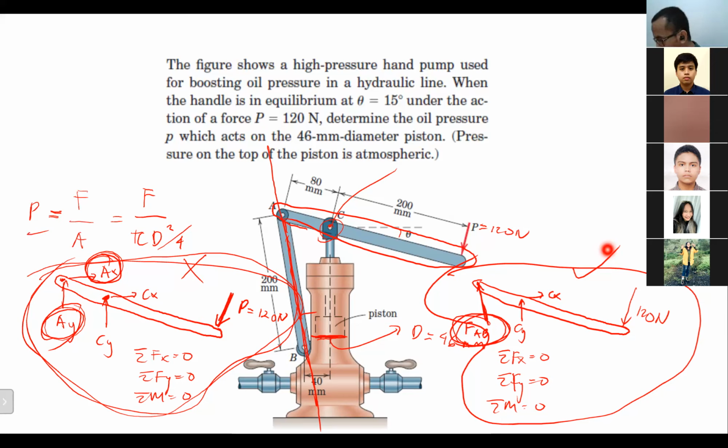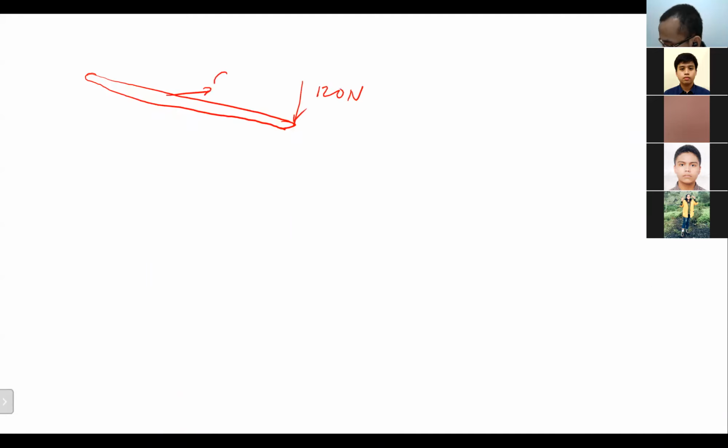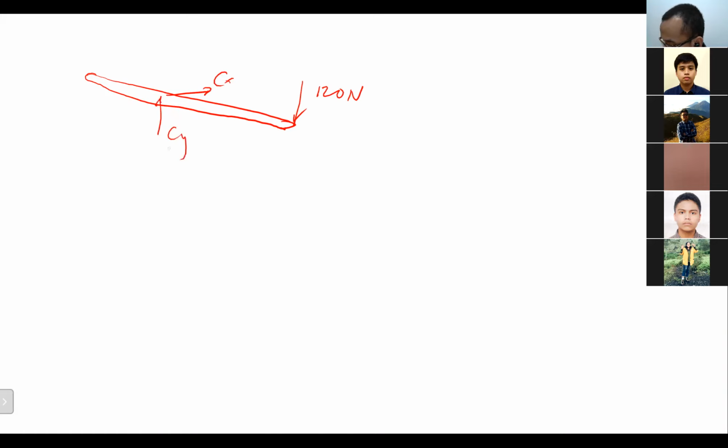So basically, I think I will try to explain a little bit on your question just now. This is our previous problem: 120 newtons, CX, CY. I will explain a little bit about this, AY, AX.